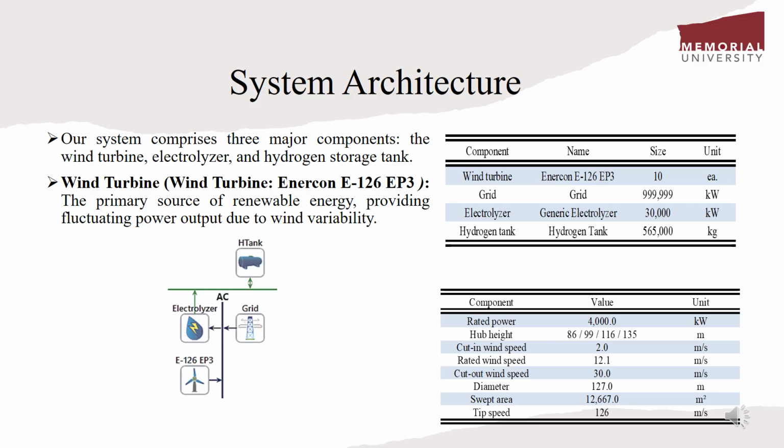Our wind farm configuration consists of 10 units of 4 megawatt wind turbines aimed at generating around 32 to 37 kilowatts of power. Any excess power produced by these turbines will be sold to Newfoundland Power, contributing to the local energy grid. Through this integration and utilization of renewable energy sources, our system not only produces clean, green hydrogen but also supports the stability and sustainability of the local energy infrastructure.